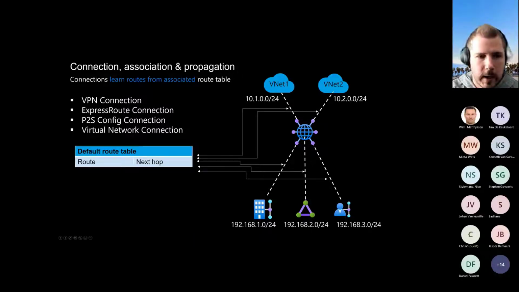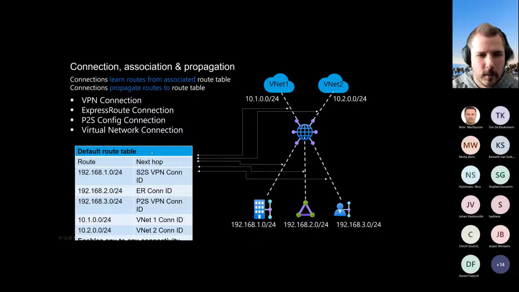So for instance, if I have a default route table with my various on-prem IP addresses, I would associate that to my virtual network connections. As the packet exits my virtual network connection, it'll take a look at that route table. Say it's destined for 192.168.1.5. It'll see that this route network is off the site-to-site VPN connection ID. I'm going to forward that to my site-to-site VPN gateway and pass the traffic on down.